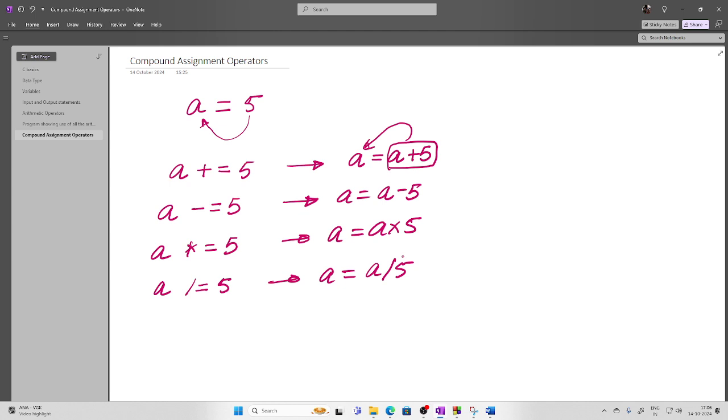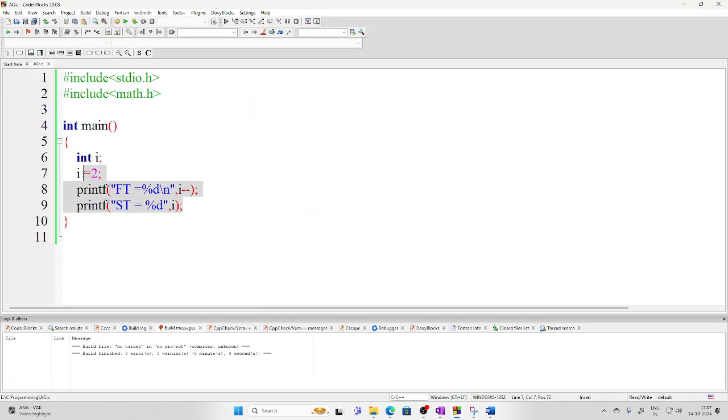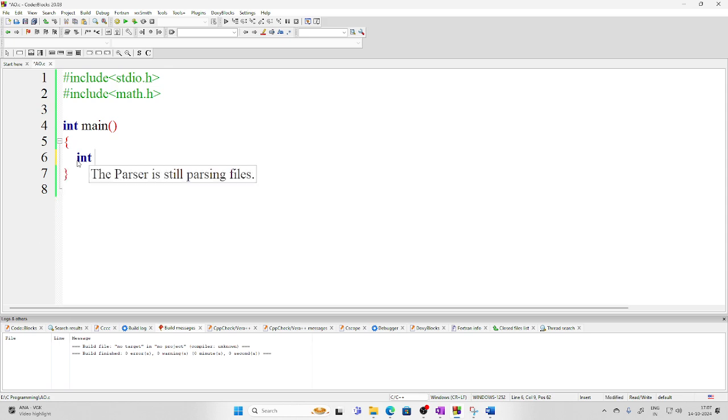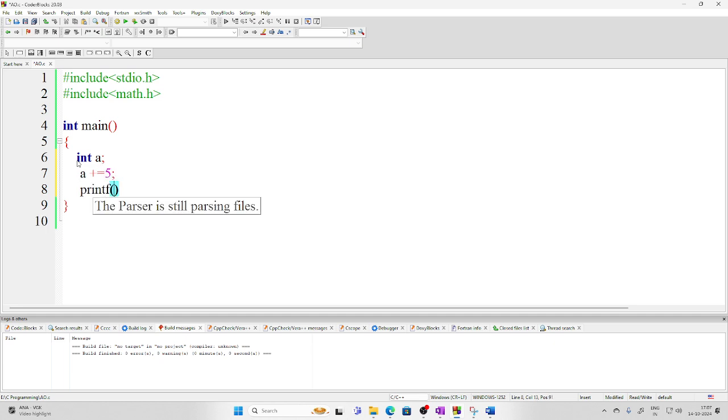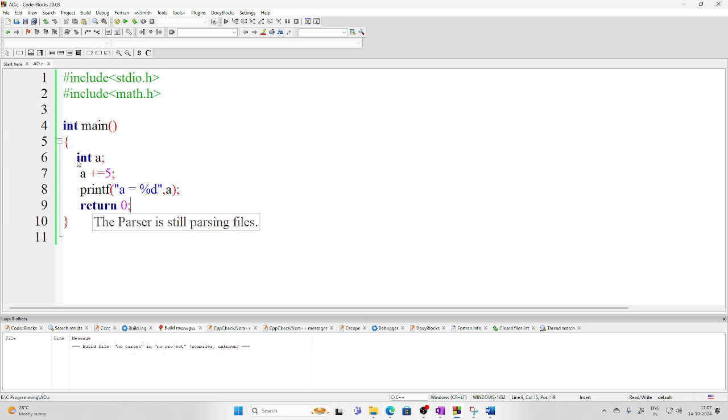Let us write a program to understand how they work. Let us define a variable a, integer type, and let us first say a += 5. Then print the value of a: printf("a = %d", a), then return 0 and run it.